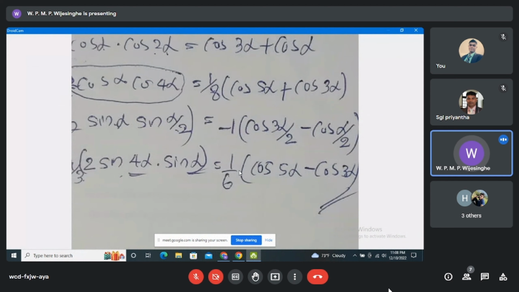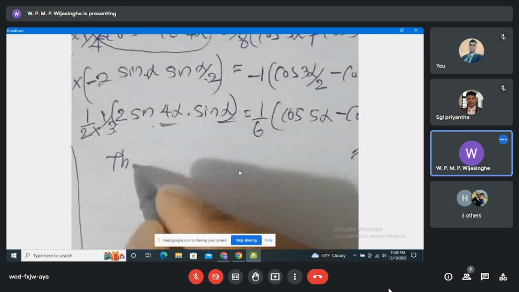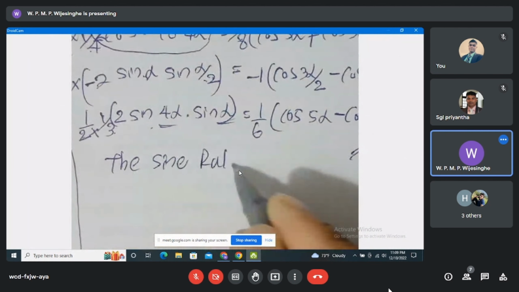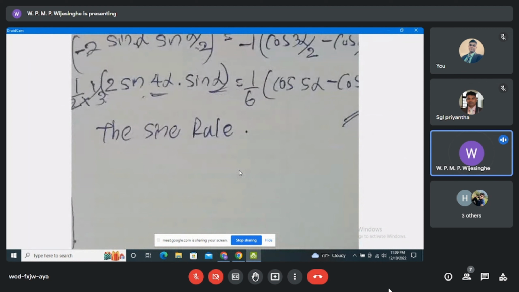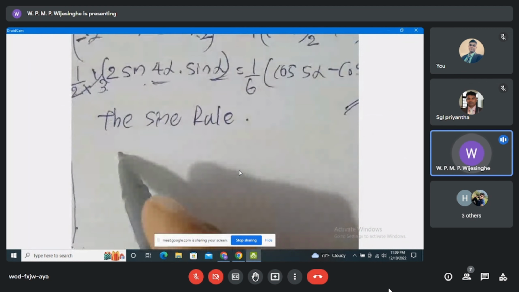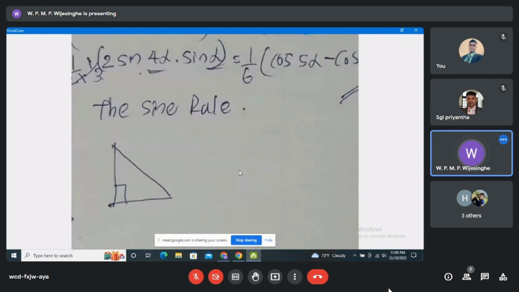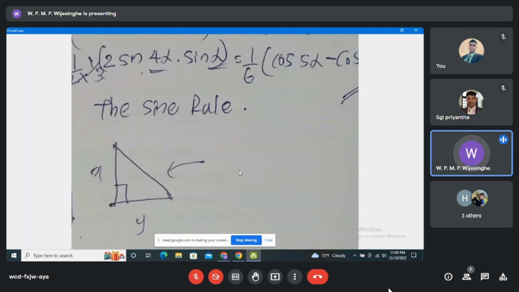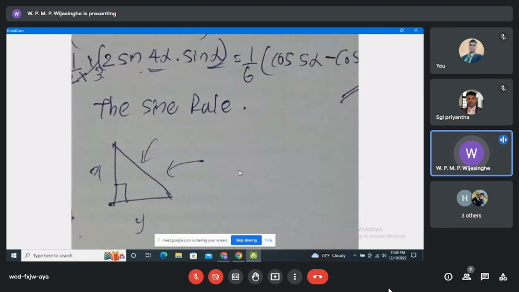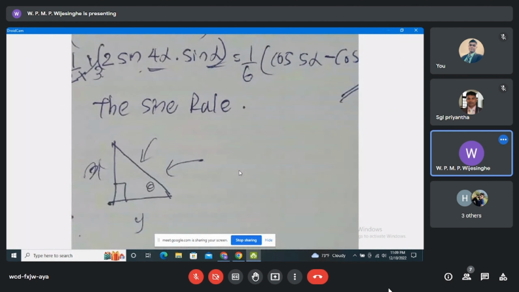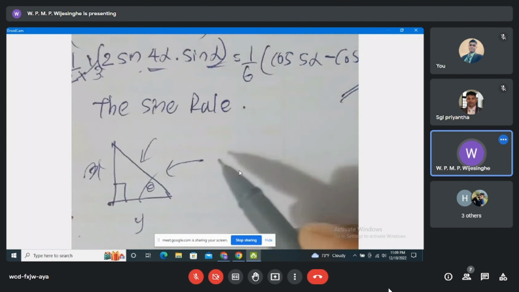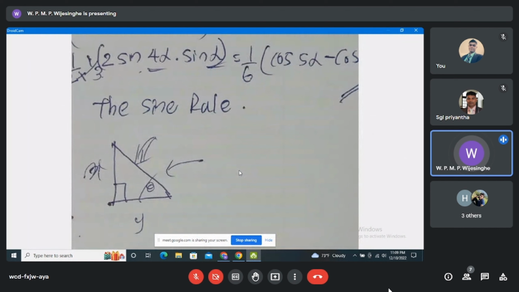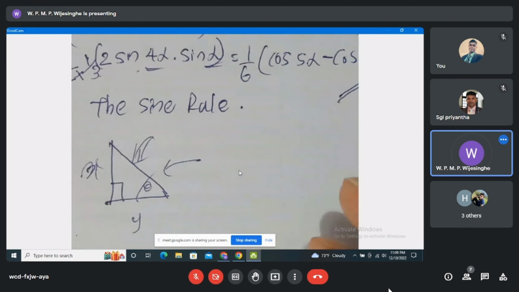Next subtopic, the sine rule. Let's consider this right angle triangle. If you know two sides of this triangle, then you can find the other side by using the Pythagoras theorem. And if you know one side and the angle, then you can find the other side and angle by using the trigonometric ratios, right?